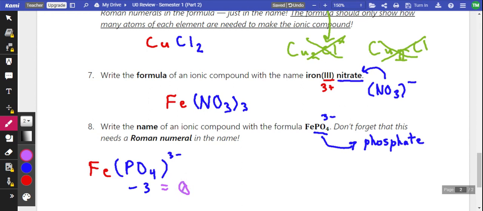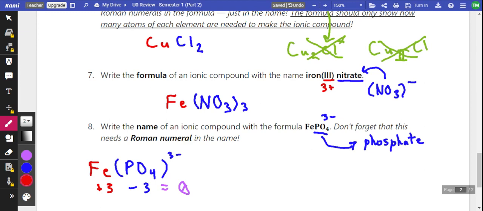Now, some people might see this 4 and be like, ooh, there's 4 phosphates, so that's a charge of -12. Ooh, that's a lot. This O is there 4 times, but we just have 1 phosphate overall. This whole thing has a -3 charge. So all that we have to cancel is -3. Well, we would need a +3 charge from our iron, and we only have 1 of those. So just in total, our iron has a +3 charge.